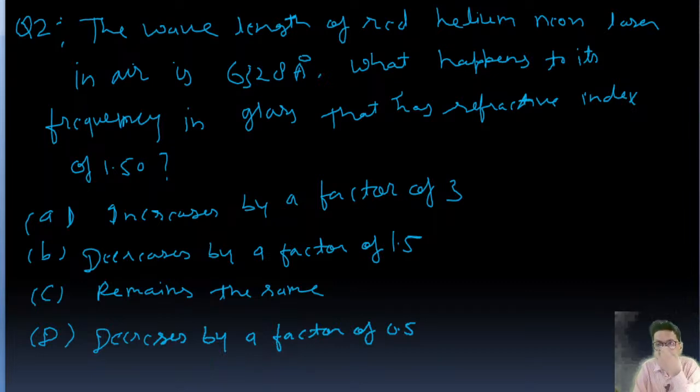The wavelength of red helium neon laser in air is 6328 angstrom. And what happens to its frequency in glass that has refractive index of 1.50? Okay, so very good question. Now I'll tell you something. We know the value of nu, that is frequency. We know nu equal to C by lambda for air, for vacuum.